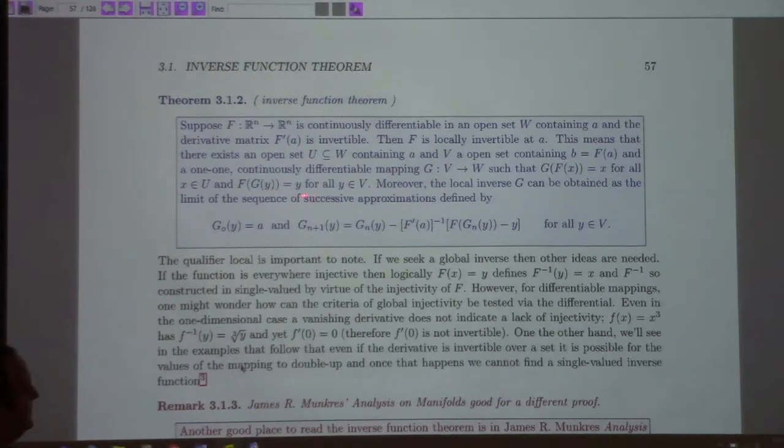So in short, it's just like calculus 1, except instead of needing the derivative to be non-zero, we simply need the Jacobian matrix to be invertible. With that, we have an inverse, at least locally. Any questions? Yes, no, maybe so, no.